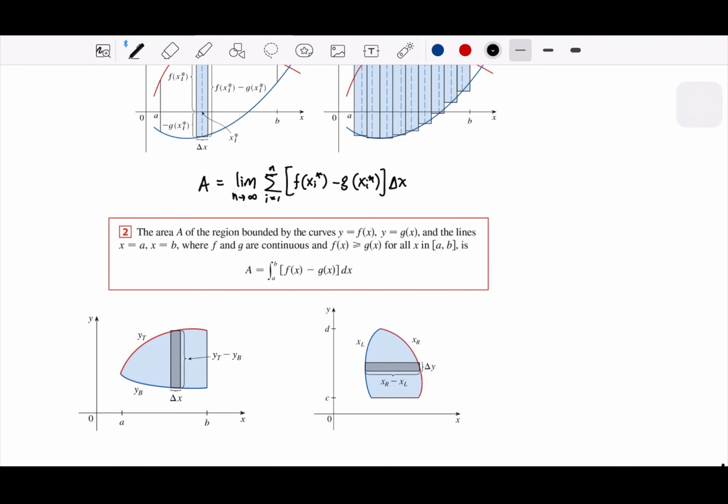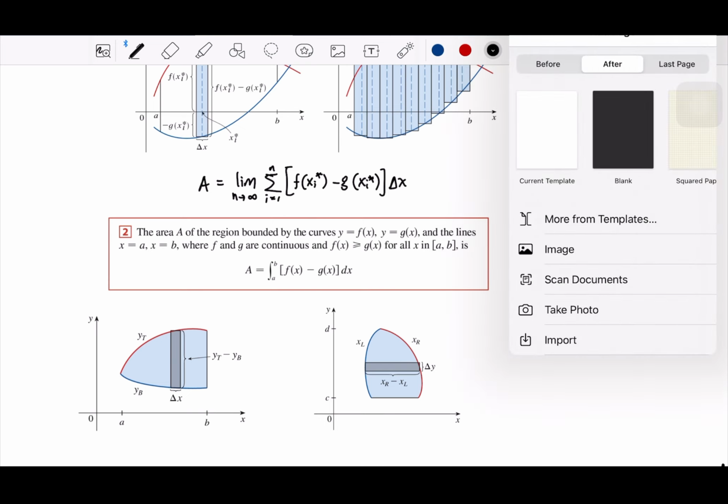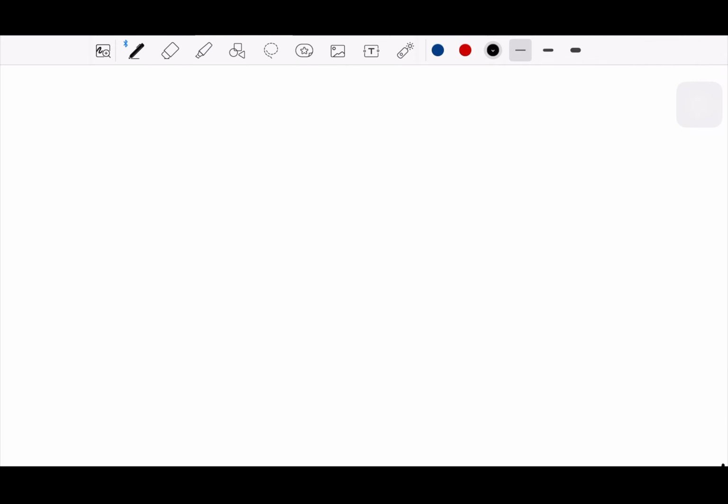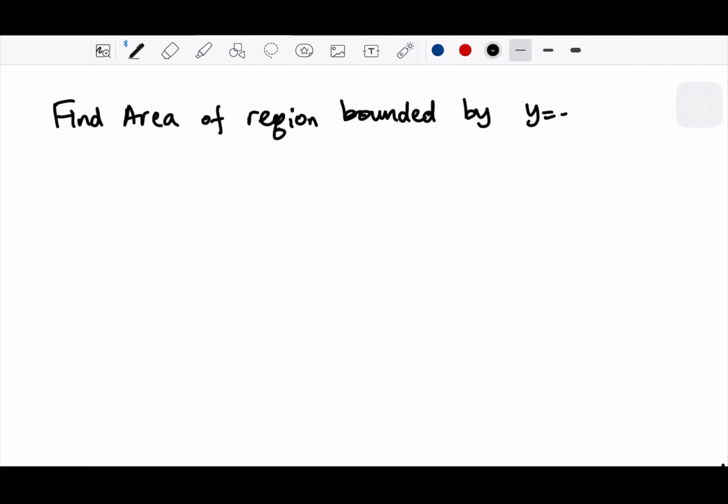Okay, let me give you just a description on the example. Find the area of the region bounded by y equals e to the x and y equals x, and bounded by x equals 0 and x equals 1.